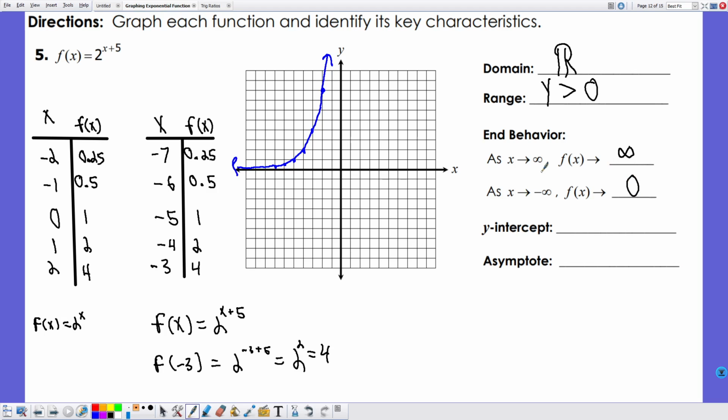Our y-intercept is the location in which your x value is 0. So to determine where that is, just find f of 0. That means I have 2 to the 0 plus 5 power, which means I'm looking at 2 to the 5th power, which is 32. So my y-intercept is (0, 32). And my asymptote is still, as we can see, y equals 0.